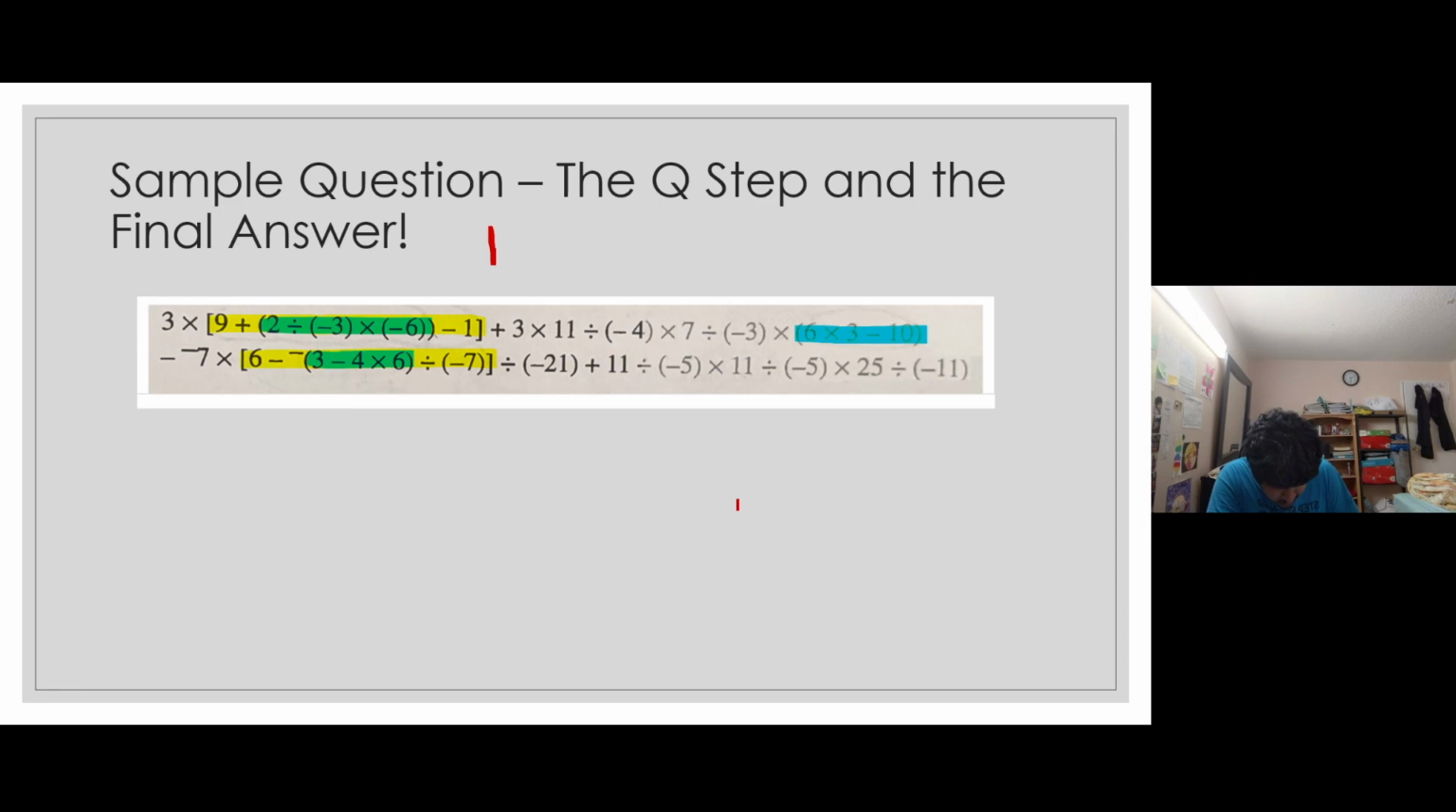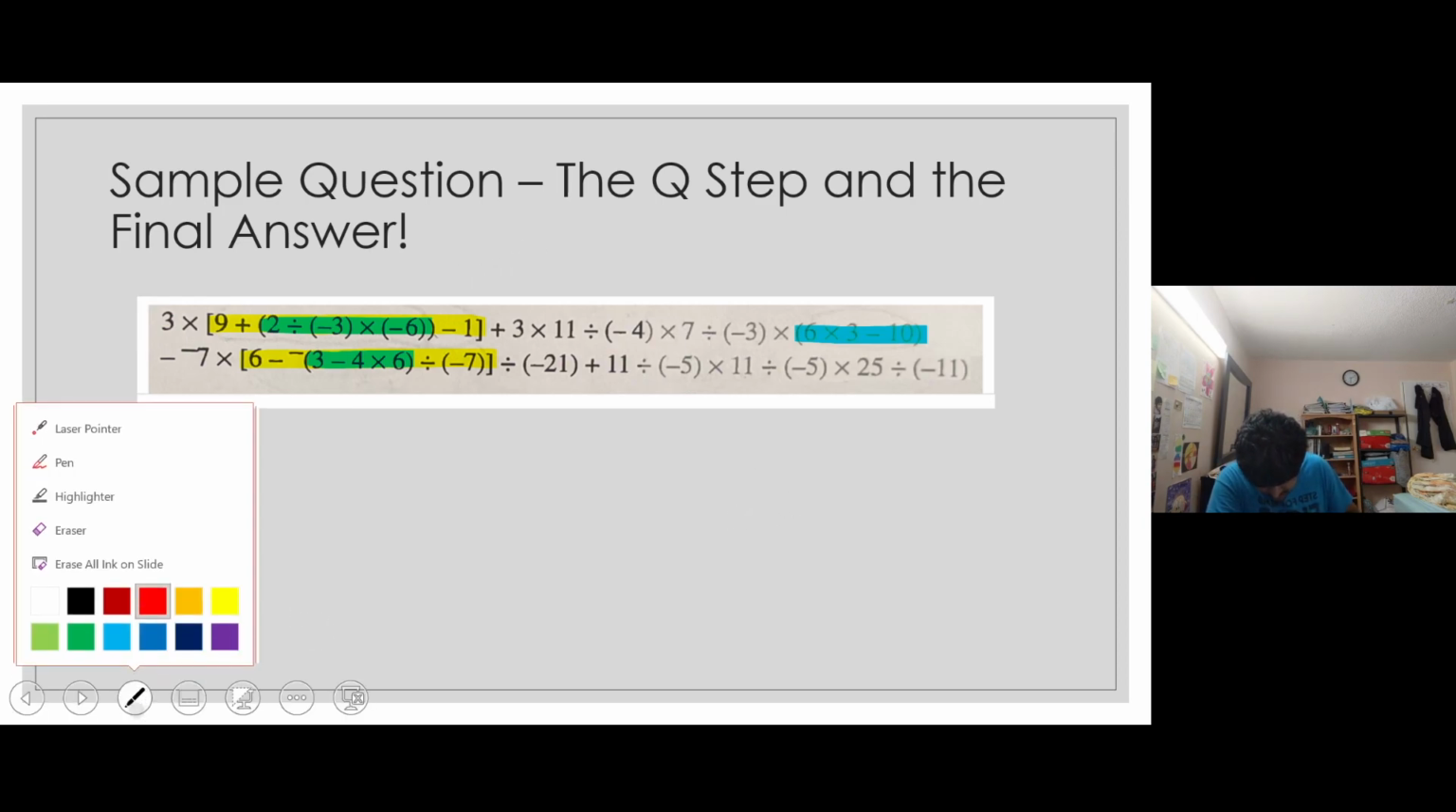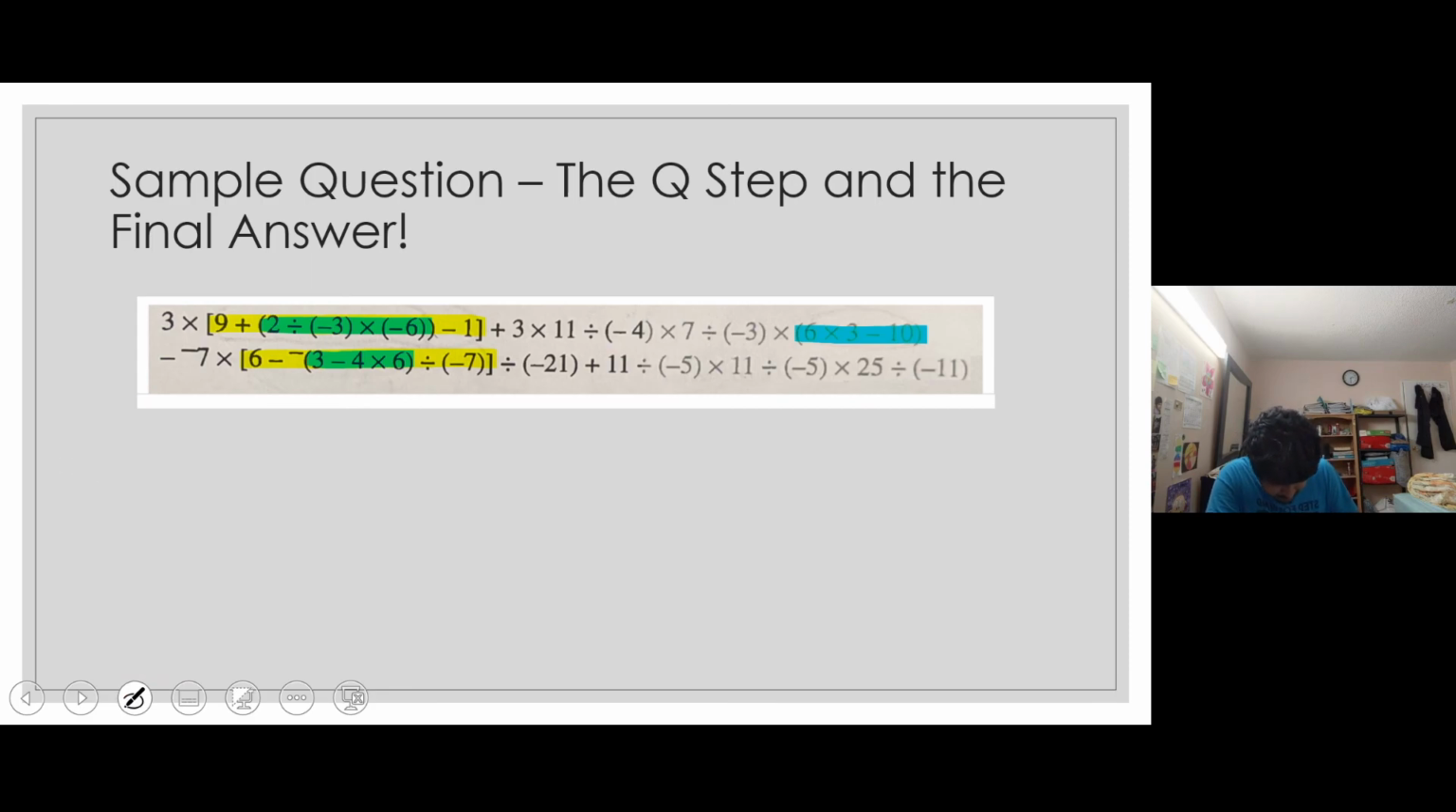So we know that B1, whoops, that is a highlighter. That is not what we want. We want the pen. B1 is equal to, let's use the red pen. B2 is 12, B3 is 8, B4 is negative 21, and B5 is 9.